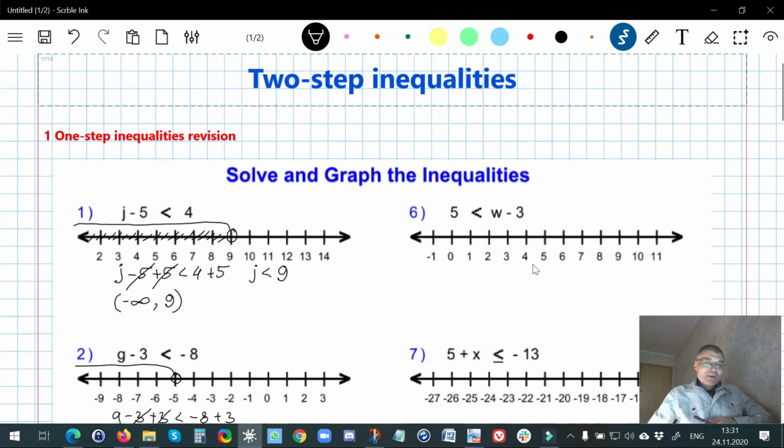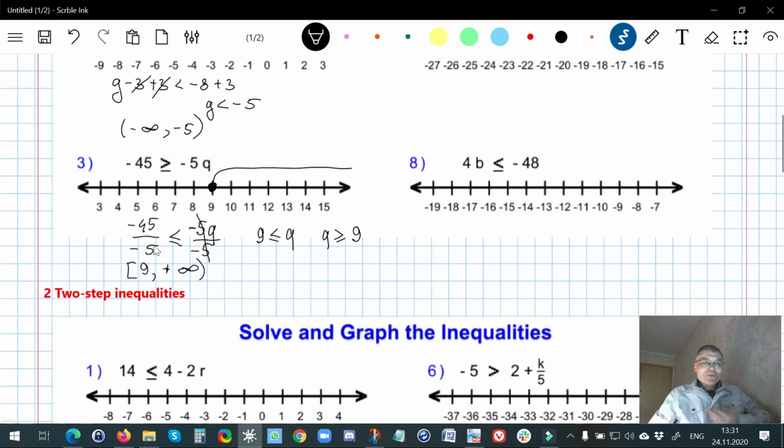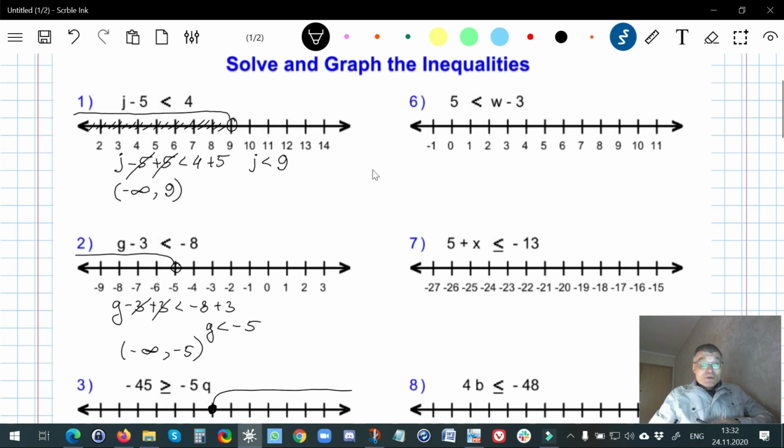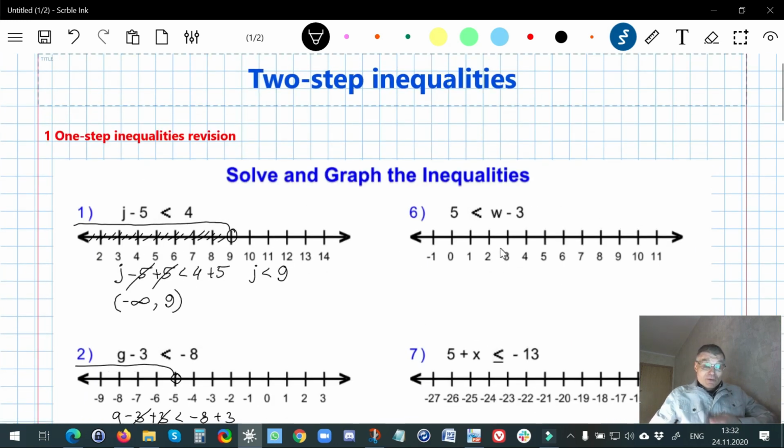Okay, then I skipped some numbers because I was not going to solve the whole worksheet, just number 6, so 4 and 5 are missing. Number 6, we've seen such things before. It's just we add 3 to both sides of the inequality. 3 cancels, and voila, that is it. I have 8 is less than w.